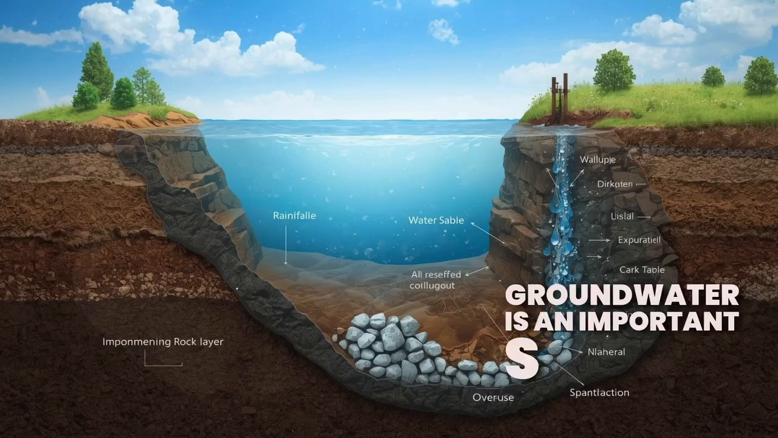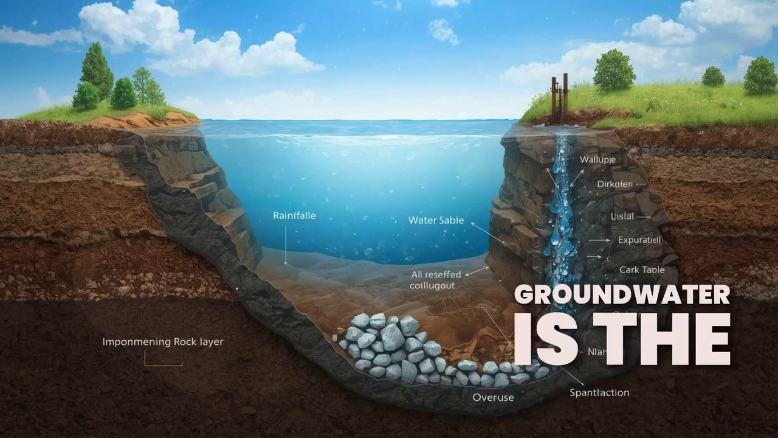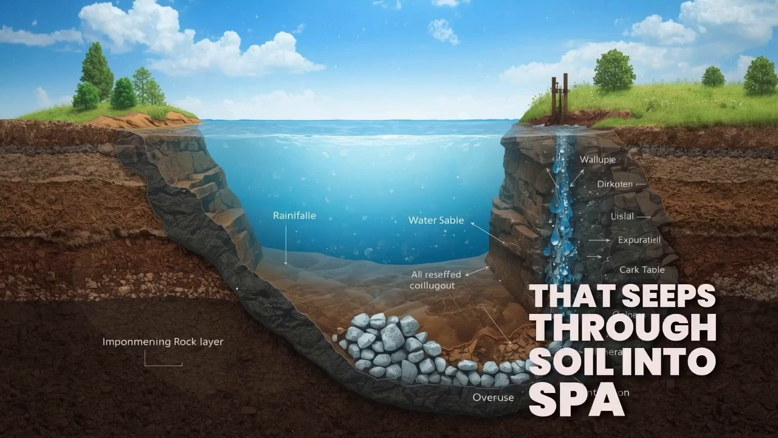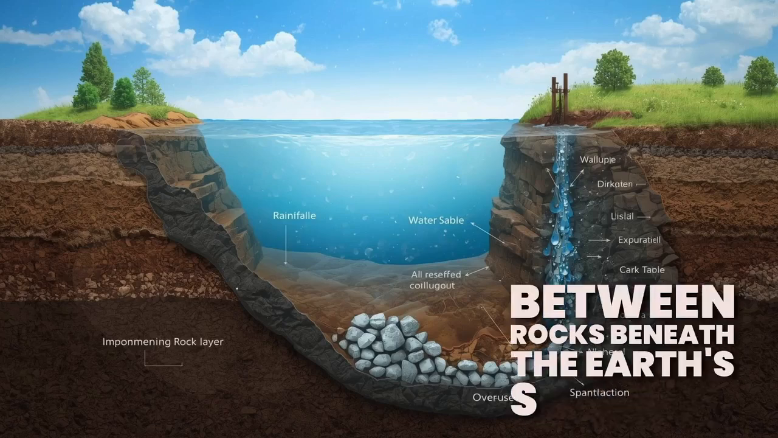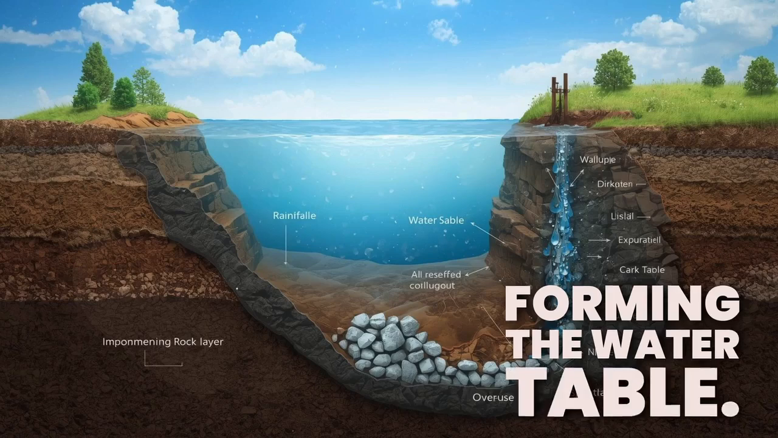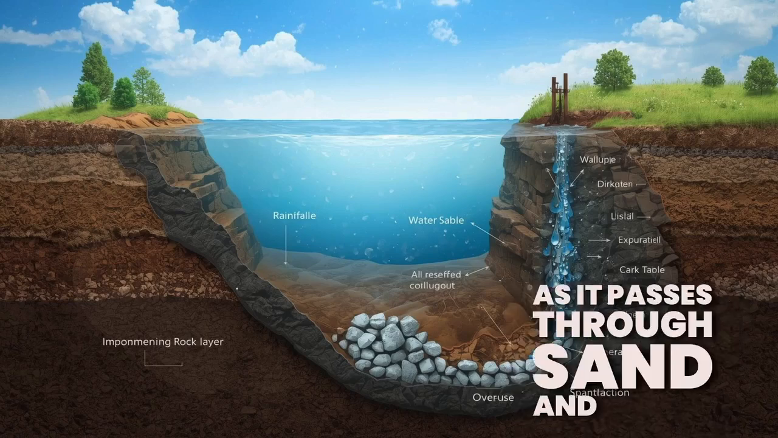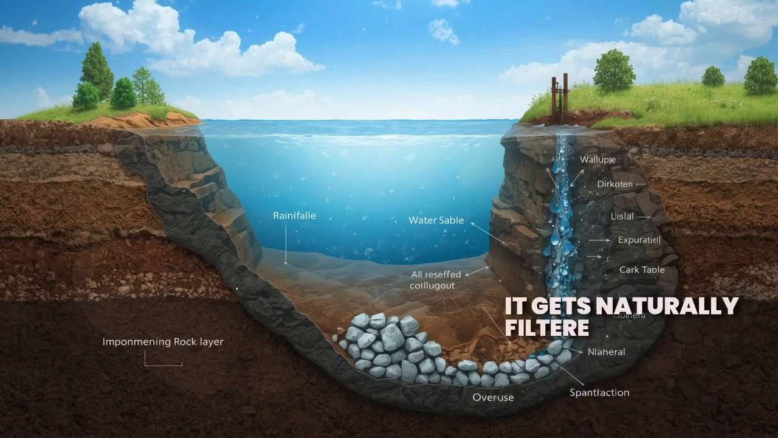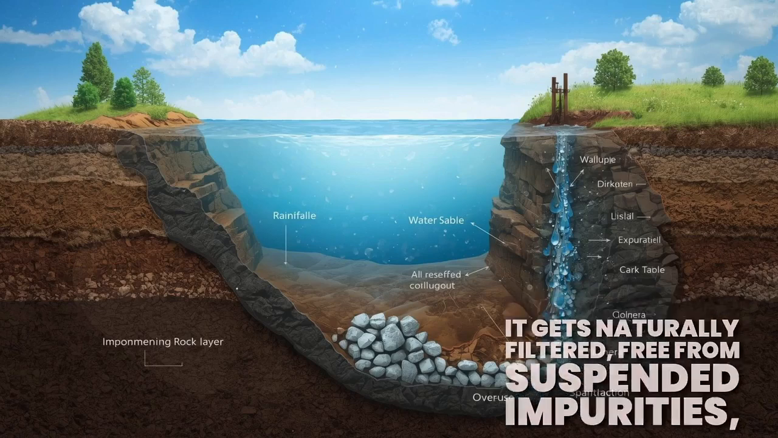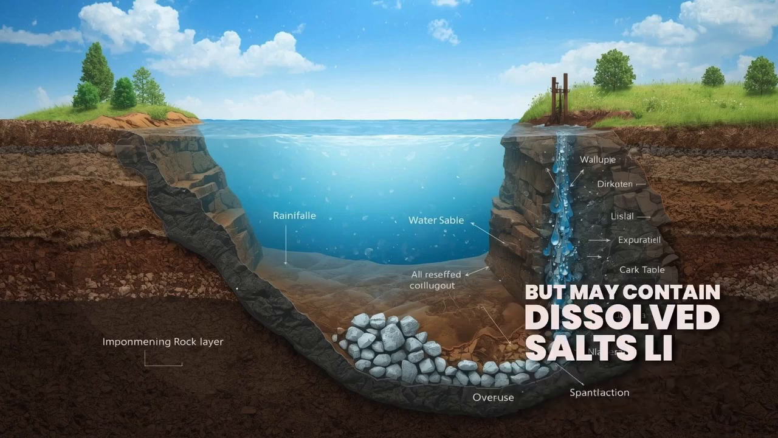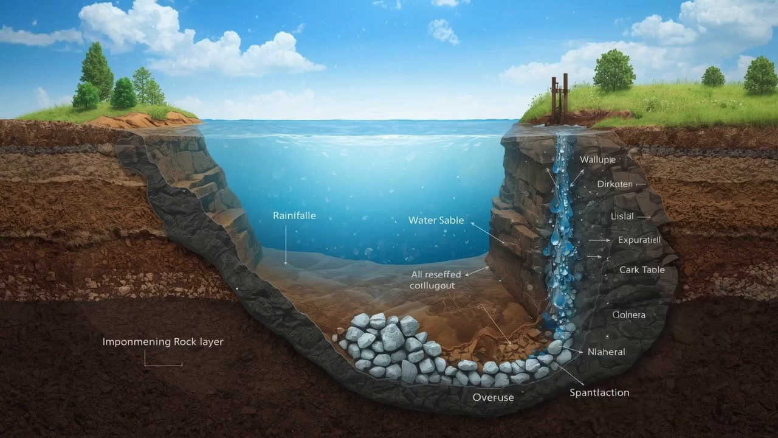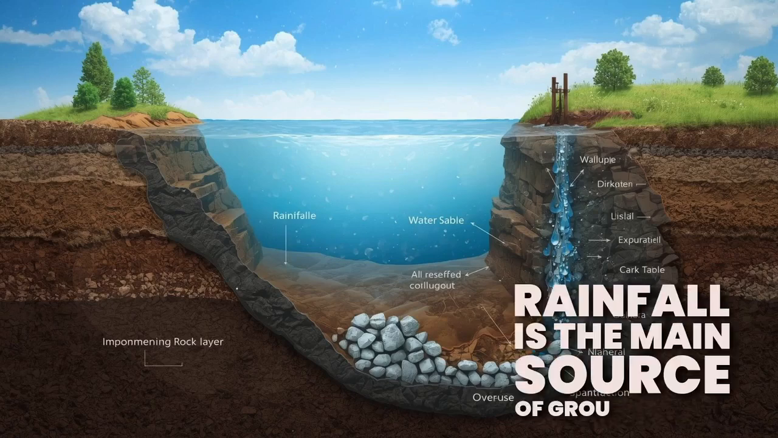Groundwater is an important source of water. Groundwater is the water that seeps through soil into spaces between rocks beneath the Earth's surface, forming the water table. As it passes through sand and rocks, it gets naturally filtered, free from suspended impurities but may contain dissolved salts like calcium and magnesium. Rainfall is the main source of groundwater.